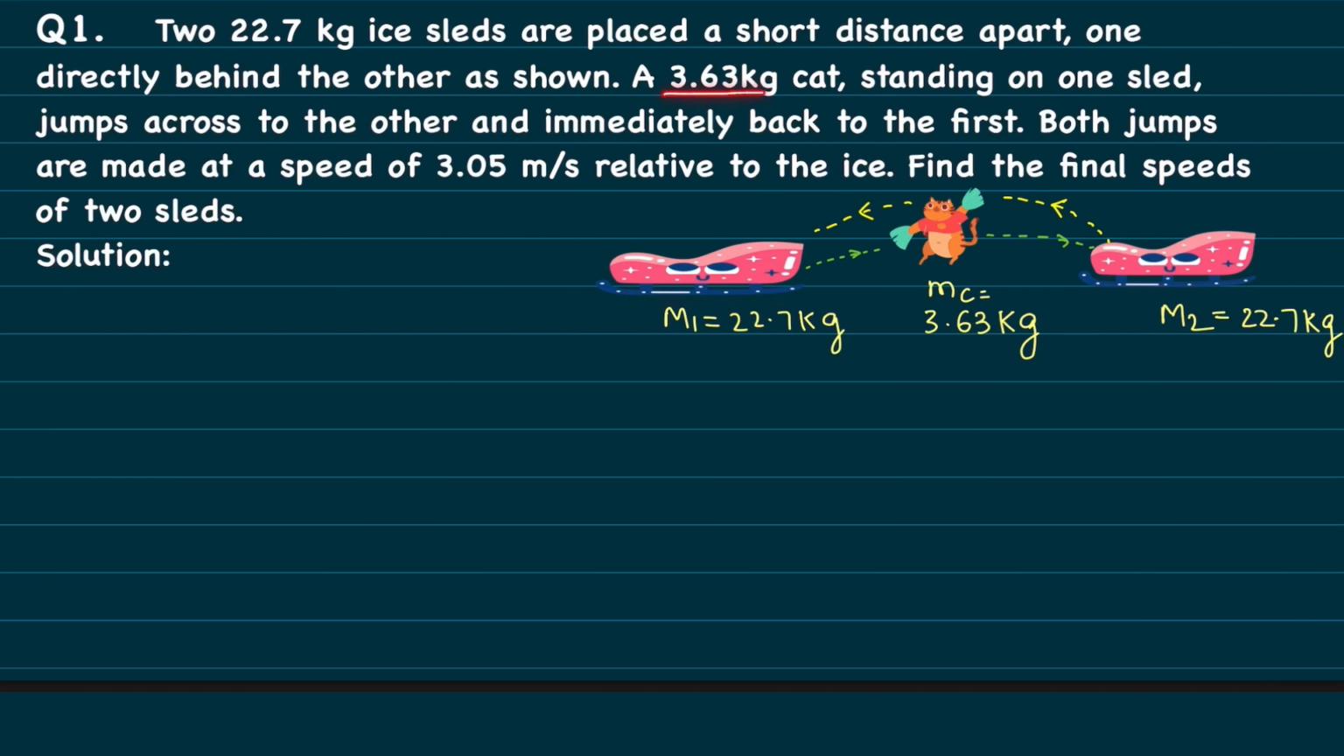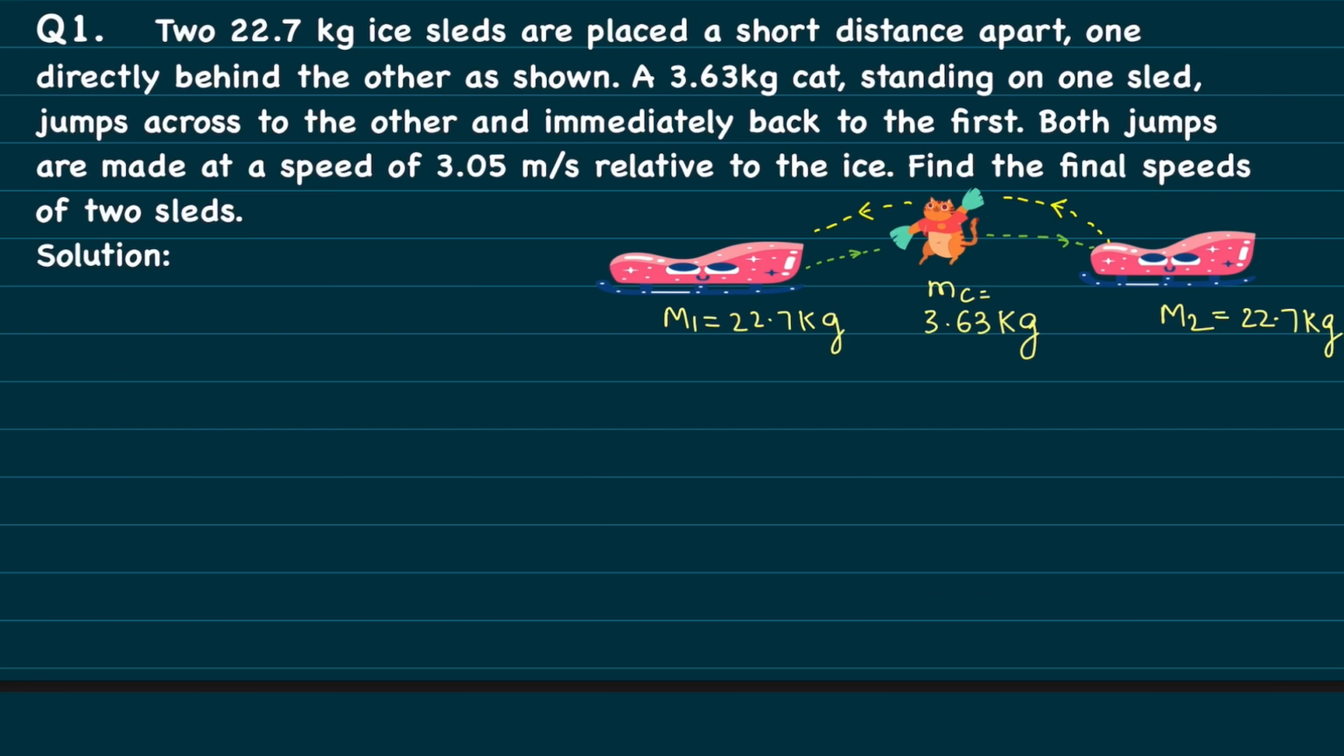A 3.63 kg cat standing on one sled jumps across to the other and immediately back to the first. What does it mean? It means initially the cat was here, jumps in this way and comes back immediately to the first one. The jumps are made at a speed of 3.05 meters per second relative to the sled. This is the speed of the jump of the cat. Find the final speeds of the two sleds.